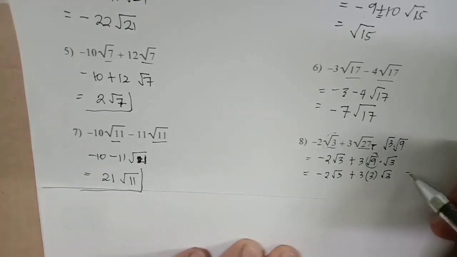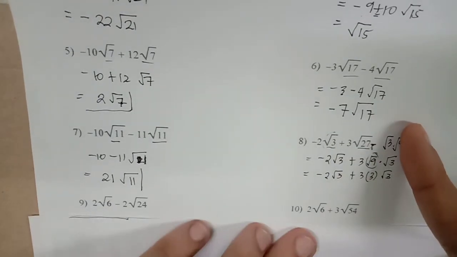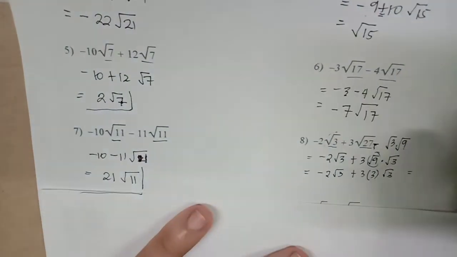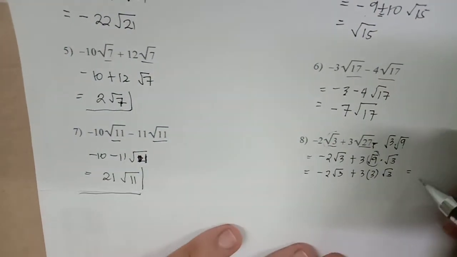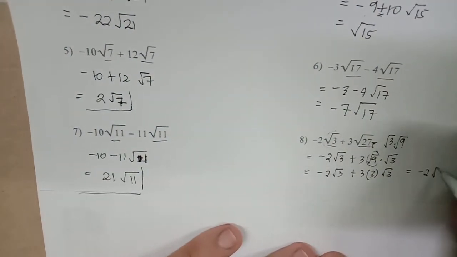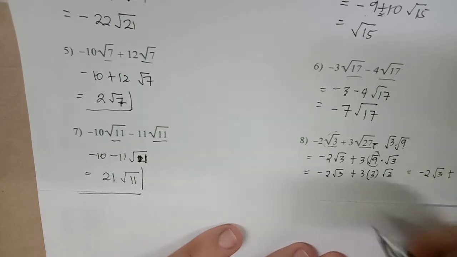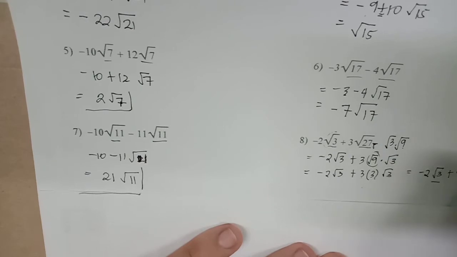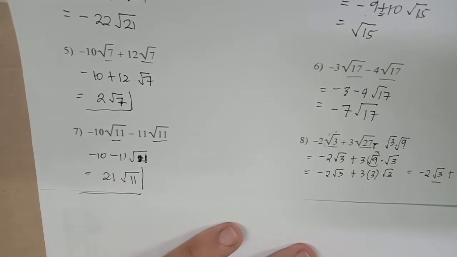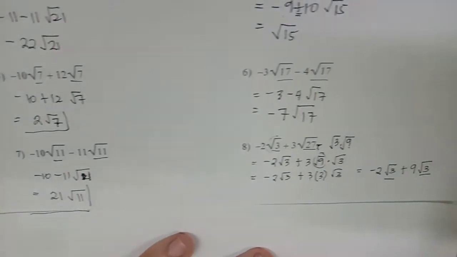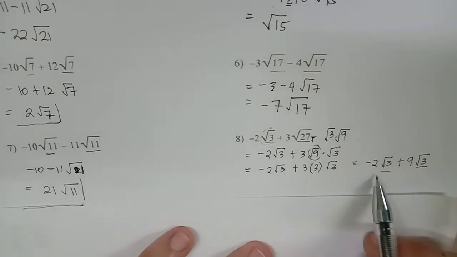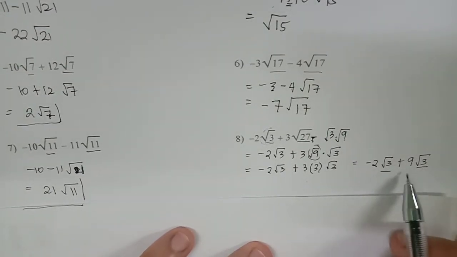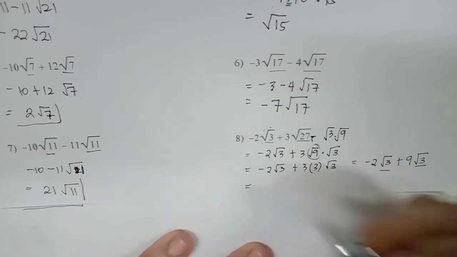So, we have here. Wala na akong space, kasi may susunod pa. Okay. So, we have negative 2 square root of 3 plus 3 times 3. That is 9 square root of 3. Tapos, kung mapapansin nyo po, parehas na po sila ng terms. So, pwede na po tayong mag-perform.